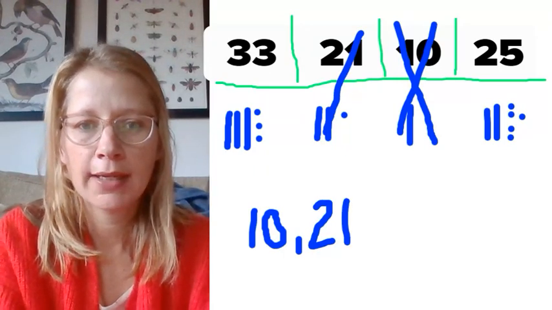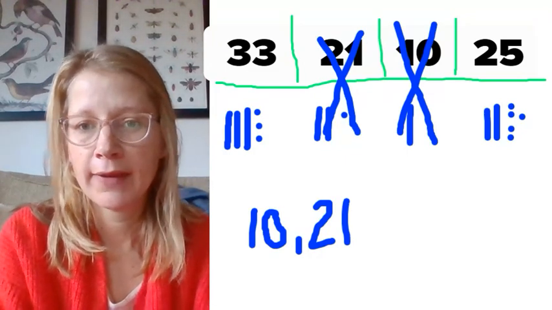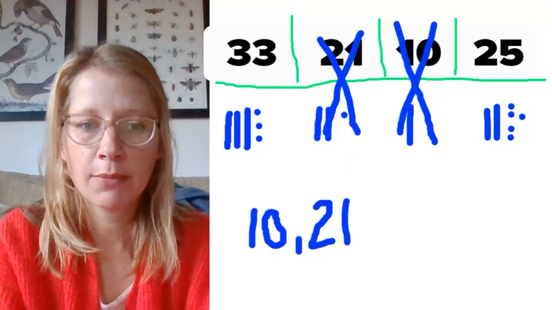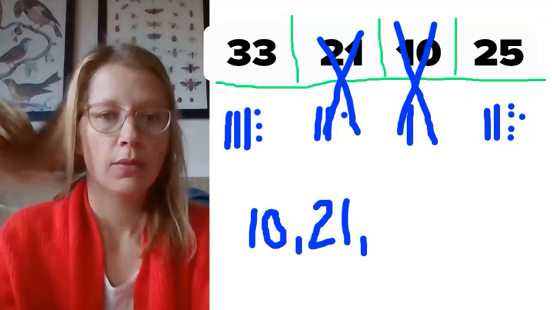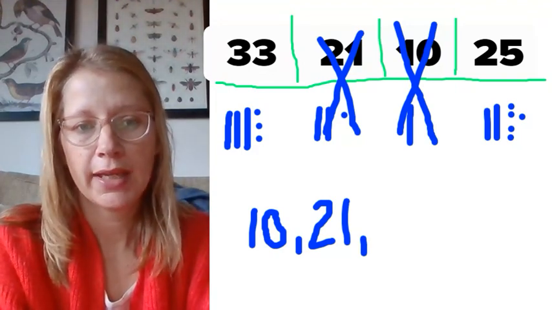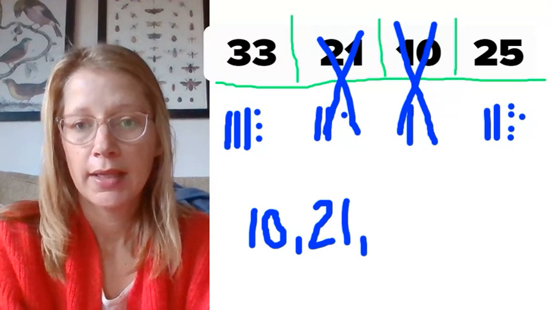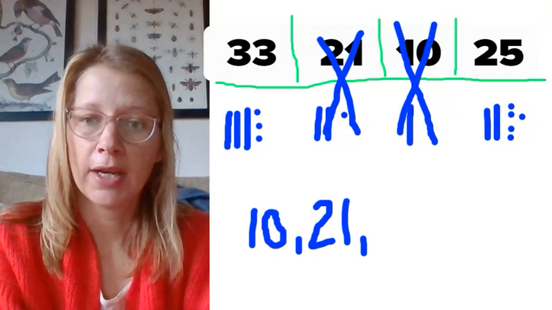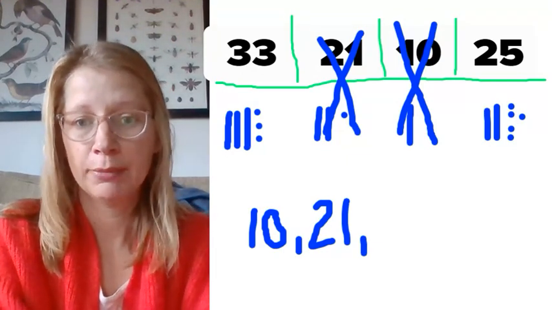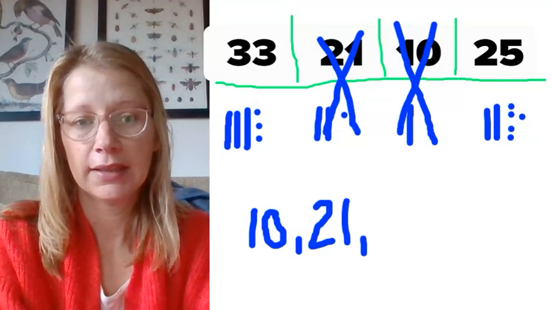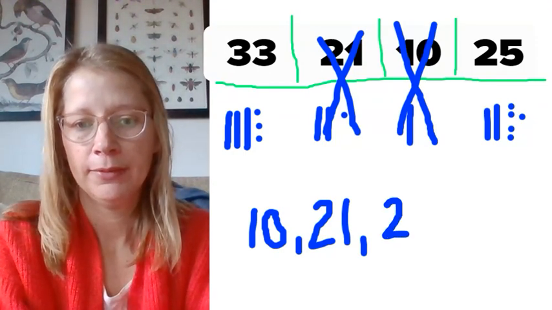And I'm just going to cross that out. Okay, now I have 33 and 25 left, so I need to figure out which one is smaller, right? Which one comes next from least to greatest? Well, we've already discussed that 33 has 3 rods and 25 has 2 rods, and 2 rods are less than 3 rods. So I'm going to say that 25 is going to come next because it is less than 33. So I'm going to put number 25 here.